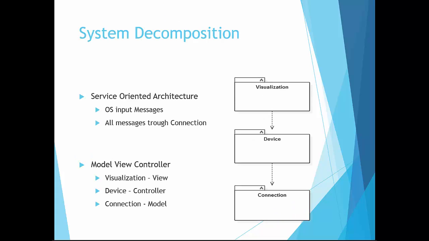The system decomposition was created using two different architectures. The service-oriented architecture, which is basically a message passing architecture. This is seen in the connection subsystem, which is subscribed to a Windows event. The second architecture uses the model view controller. In here, the visualization is the view, the device is the controller, and the connection is the model. Any changes in the connection will alert the device or the visualization.